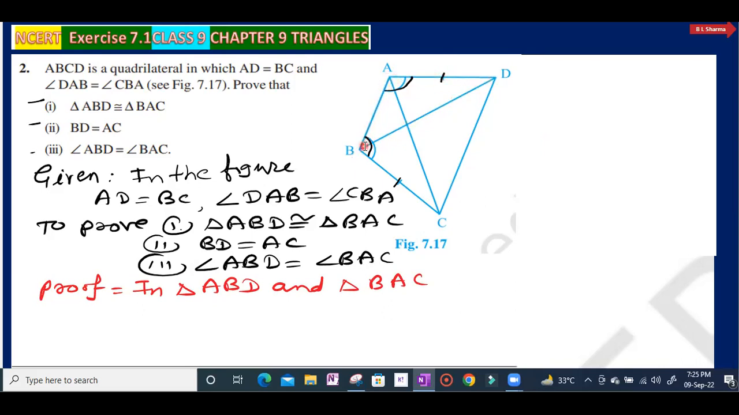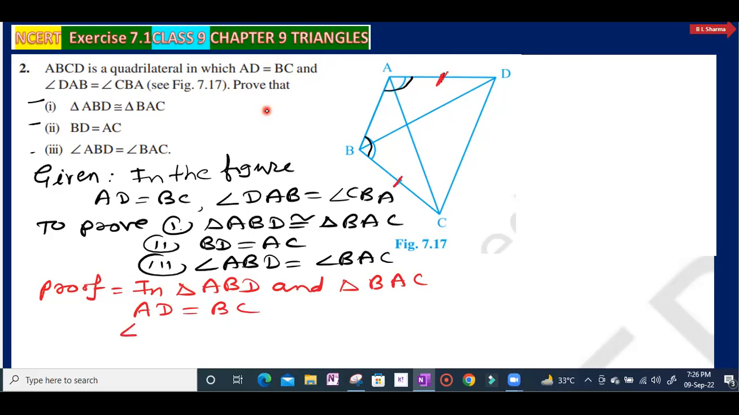एक ट्राइंगल ये लिया, and other triangle is triangle BAC. This triangle is triangle BAC. देखिए, it is already given that AD is equal to BC. It is given. Means AD is equal to BC given.